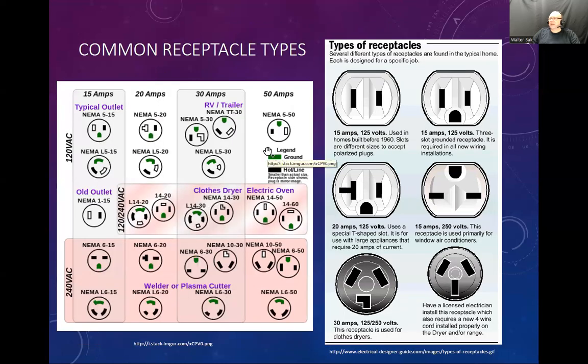All right, there are different footprints of different receptacles for different purposes. These here are not mostly used in homes built before the 1960s. Slots are different sizes to accept polarized plugs. You can still see some of the buildings that have been grandfathered into being legal, but you're going to see less and less of that. You need to have the bonding prong here.